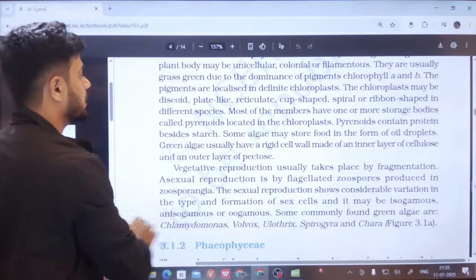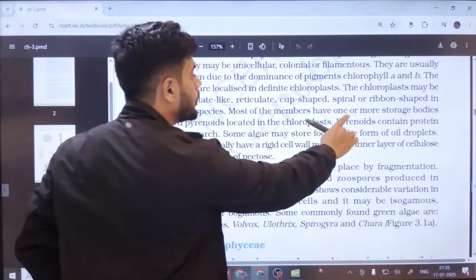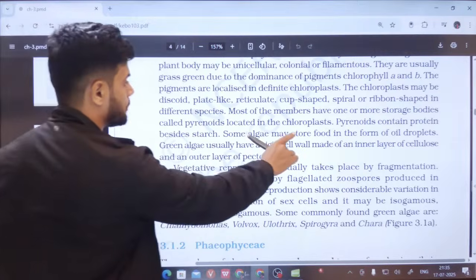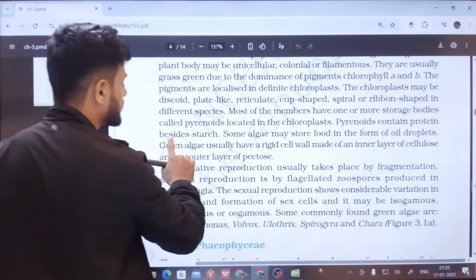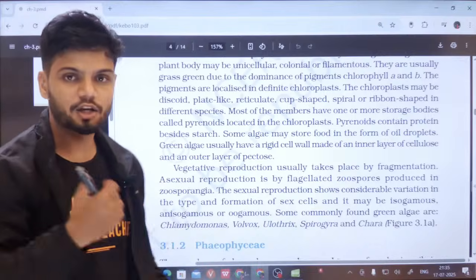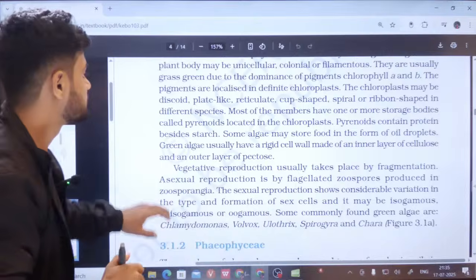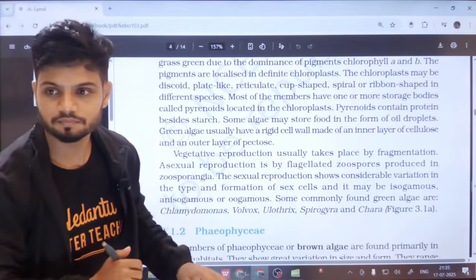Done, students. Now, most of the members have one or more storage bodies called pyrenoids. Look at the chloroplast. Pyrenoids contain proteins besides starch. So pyrenoids help in protein storage as well as starch storage.